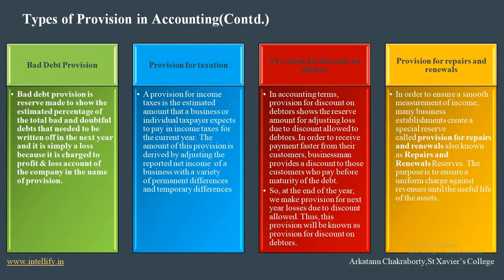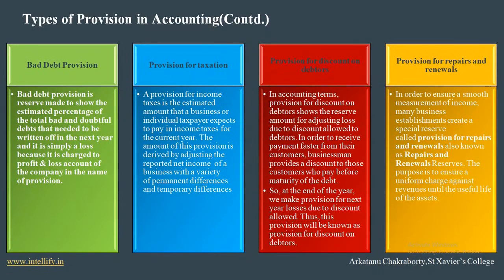Provision for taxation. A provision for income taxes is the estimated amount that a business or individual taxpayer expects to pay in income taxes for the current year. The amount of this provision is derived by adjusting the reported net income of a business with a variety of permanent differences and temporary differences.